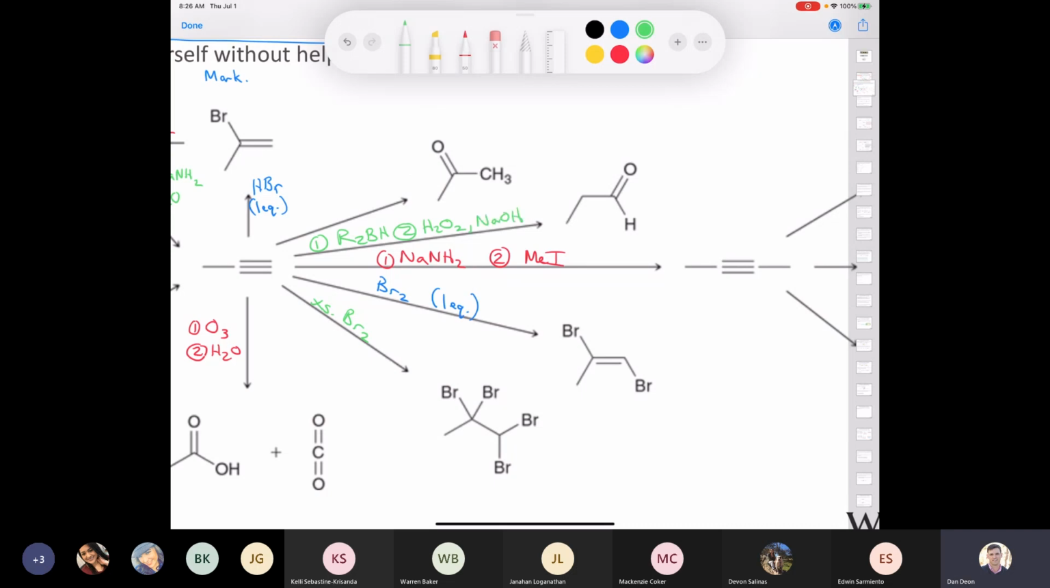And of course, that doesn't produce an aldehyde immediately, right? It actually gives you this enol, which would be this enol. And that enol is going to undergo tautomerization to give you the aldehyde.